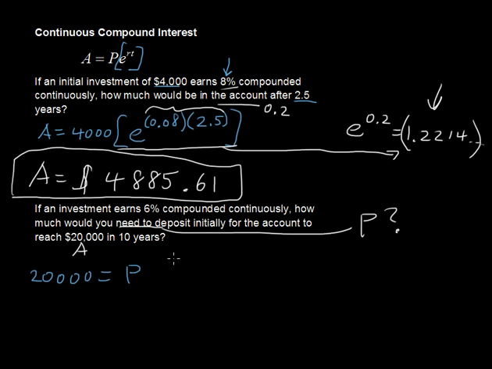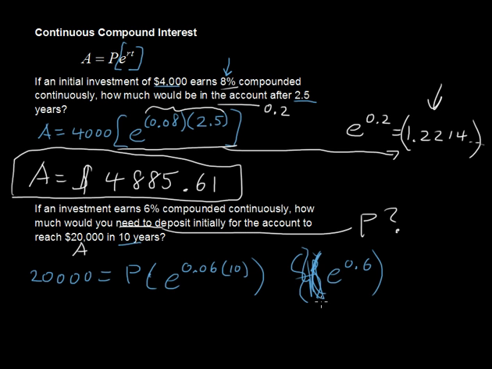So I will say $20,000 equals P times e to the 0.06 times 10, because T is 10 years. Okay, now what I'm going to do is simplify this part. So e to the 0.6 is what this is. That's 0.06 times 10, which is e to the 0.6. And what do we get when we calculate that? And that is 1.822.